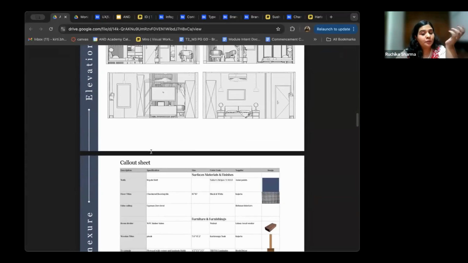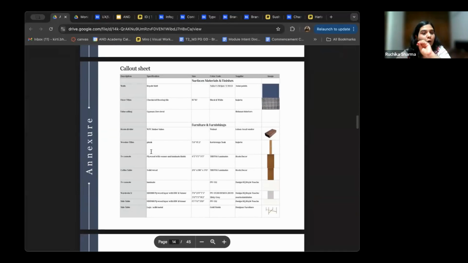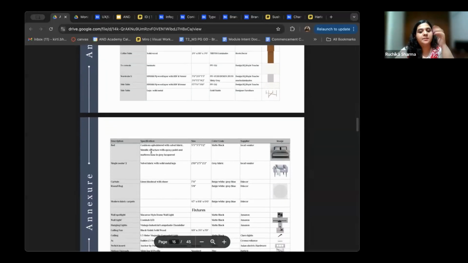Then they make call-out sheets. Call-out sheets have a small picture of what you will be using on the site alongside all the details, so nothing gets confused. I cannot just say I want the black and white flooring. If I put a picture of the black and white flooring, it's going to be really great for whoever is going to be taking care of the site besides me. Can we go lower? So this is the call-out sheet.